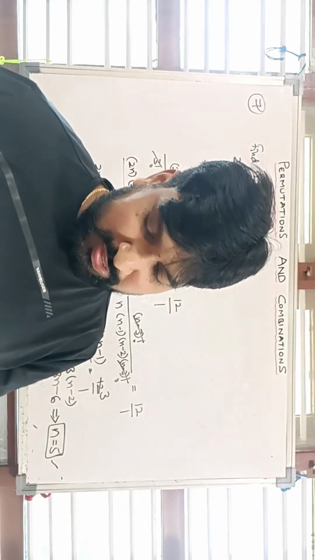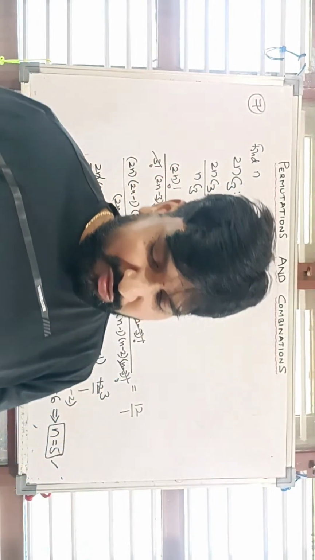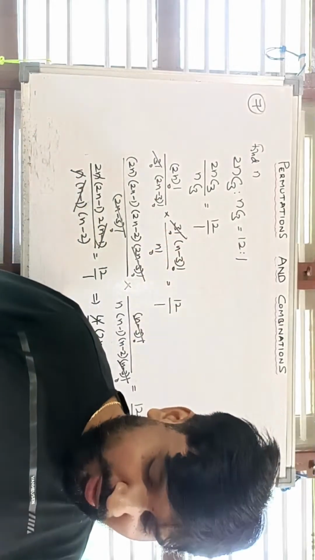Yes, 0 factorial is always 1. There is no proof for that. You are going to consider 0 factorial as 1 only.